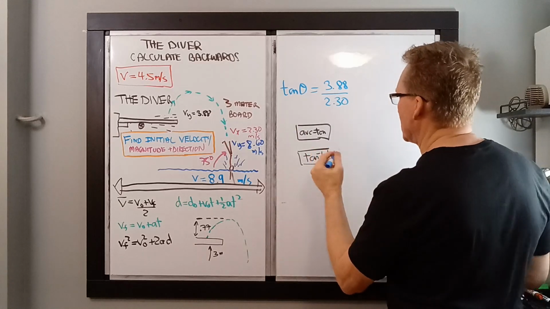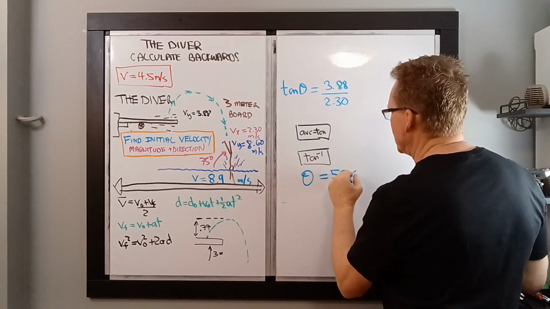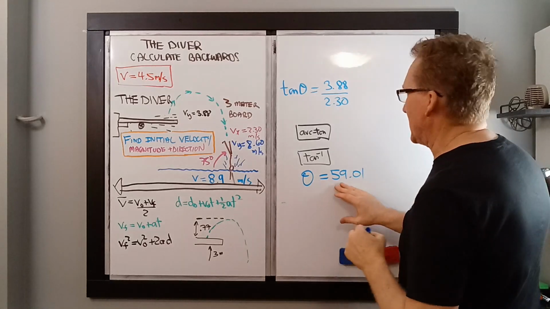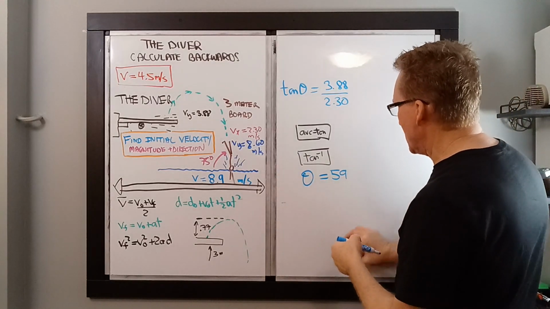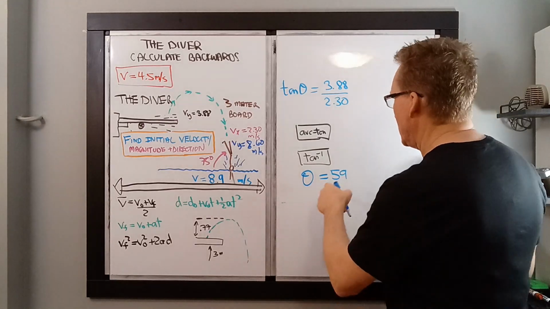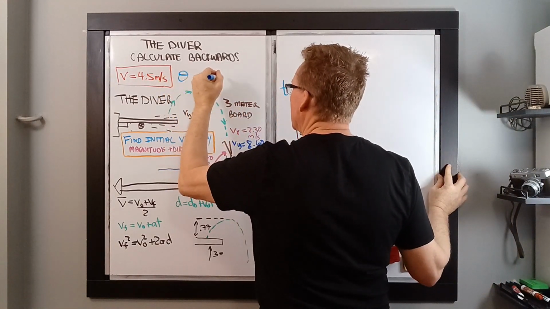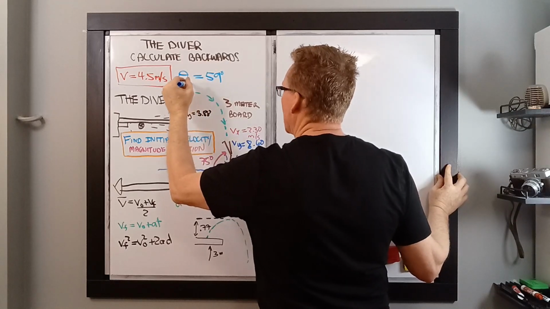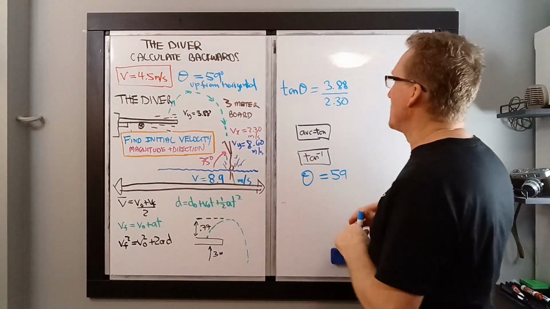When I do that on my calculator, I'm going to get the angle being 59.01 degrees. Now we're getting close to the final answer, so we want to go down to 2 significant figures. So we're going to go down to 59. And I'll write that up here. Theta equals 59 degrees up from the horizontal. Hopefully that's not too small for you to read.